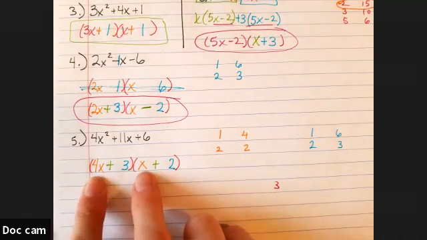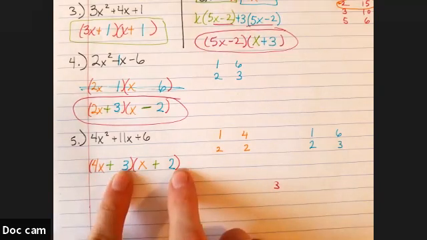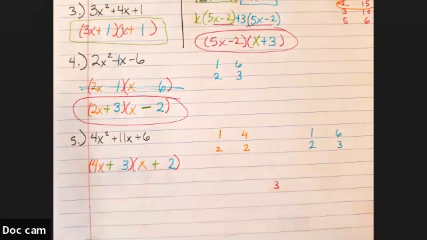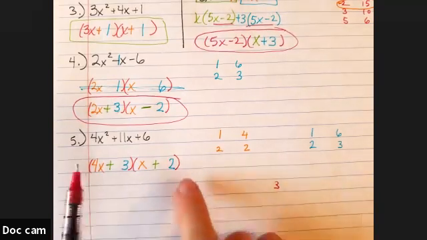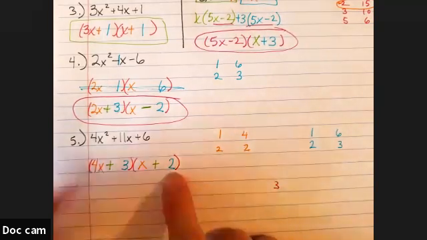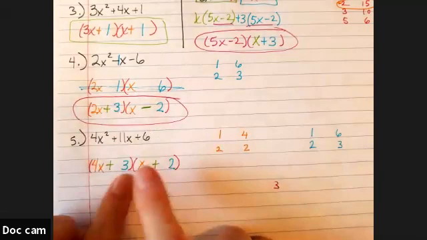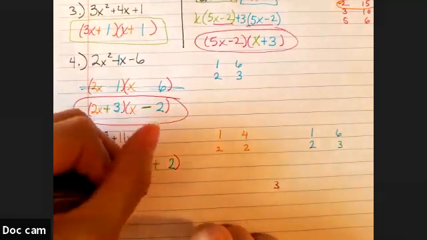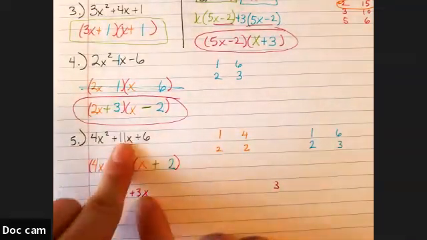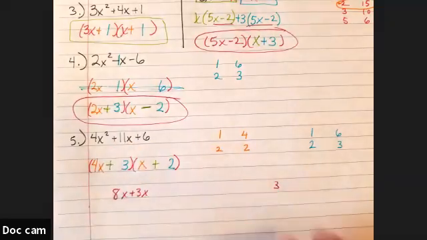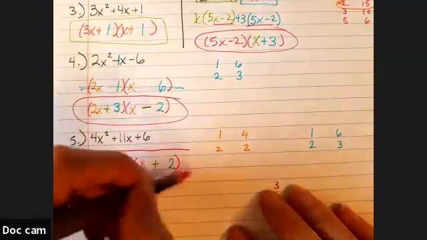So I've got 4x squared here, I got 6 there, so that's good. The main thing I want to check is the middle number. So to check that, 4x times 2 would be 8x, and then 3 times x would be 3x, and 8x plus 3x does equal 11x. So that is the right answer.